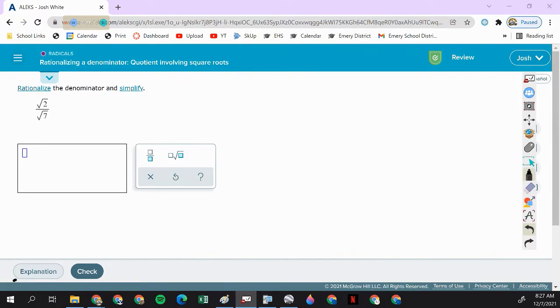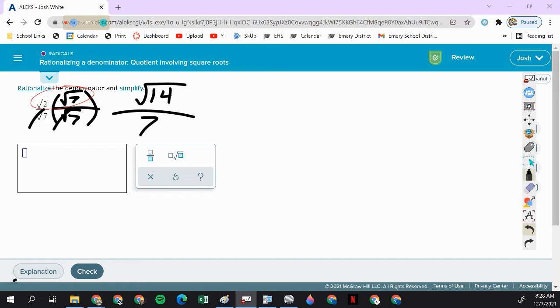All right. So I need to times the bottom by root 7 over root 7. Multiply those together, outside times outside, inside times inside, and I get the square root of 14. And on the bottom, the square roots cancel, and I just get 7. Can I simplify that further? Can I take a 7 from the outside and cancel it with a 7 on the inside? No. So that is as far as that one will go.